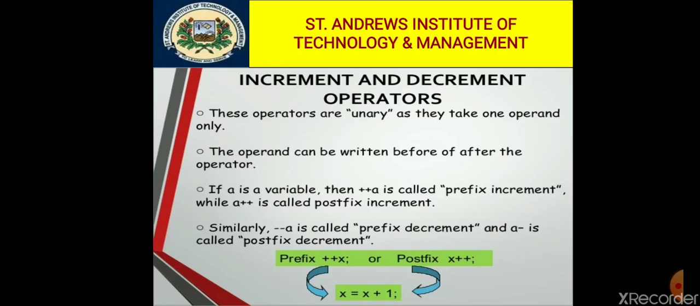If ++x is used in an expression, that means x is incremented before the expression is evaluated. And if we are talking about postfix increment, that means x++, we put the operator ++ after the variable used in the expression, x is incremented after the expression is evaluated.